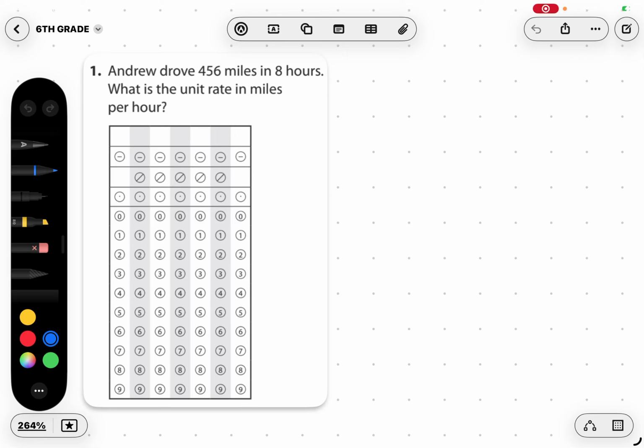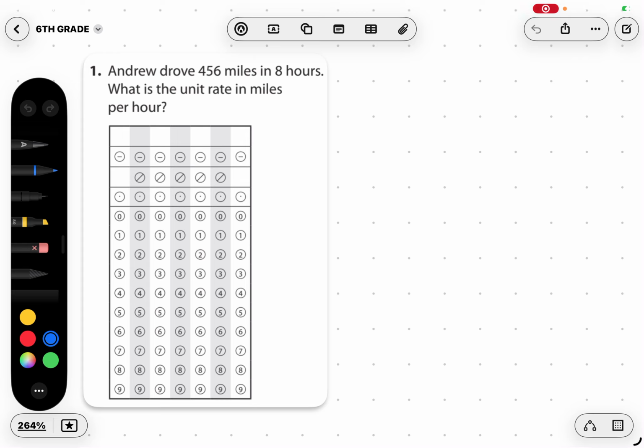Today we're going to be taking a look at a 6th grade math problem dealing with unit rate. And actually we'll be taking a look at two of those questions. So let's go ahead and start with this first one. Andrew drove 456 miles in 8 hours. What is the unit rate in miles per hour?